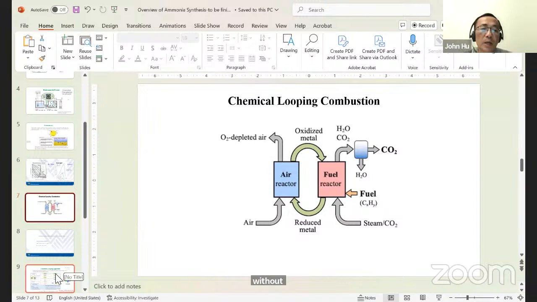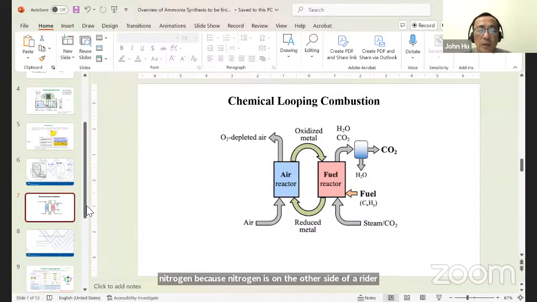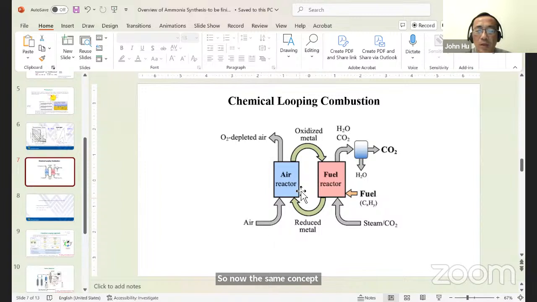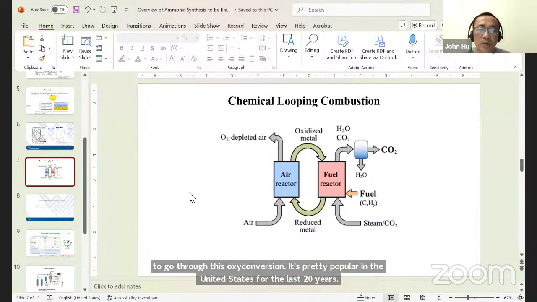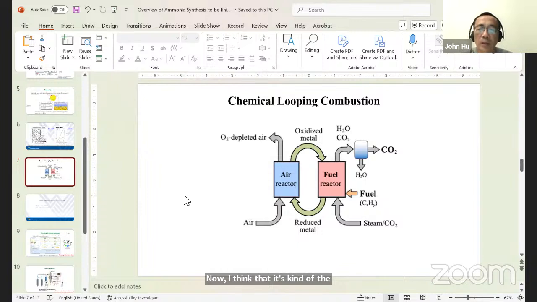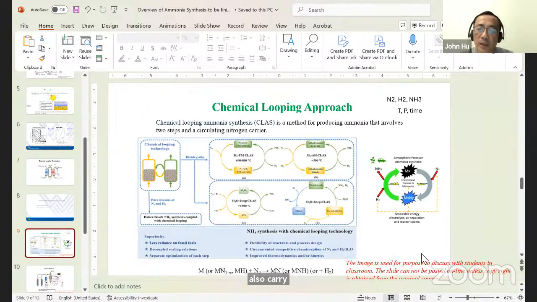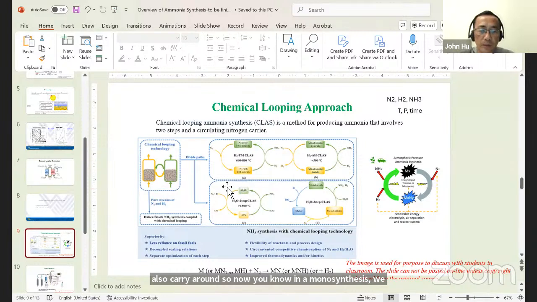Since the audience has not heard of this, I'm not going to go through oxygen combustion. It's pretty popular in the United States for the last 20 years. Now I think it's cooling down because of some engineering issues. Basically, you have to circulate a solid oxygen carrier around. Now in ammonia synthesis, we use the same chemical looping concept. You have two vessels here, but this time it's not an oxygen carrier, it's a nitrogen carrier.